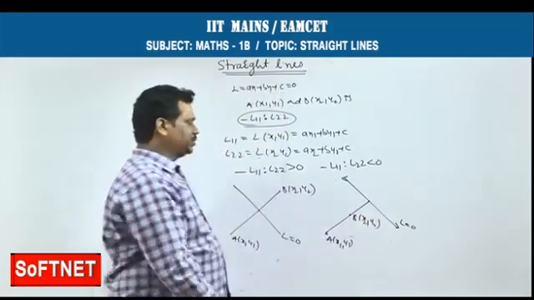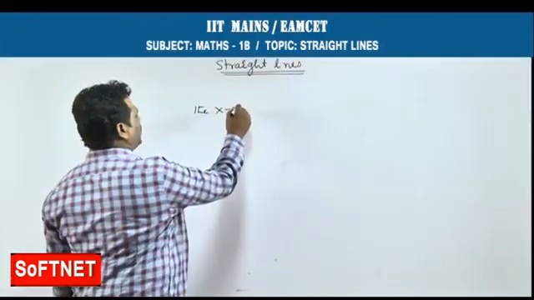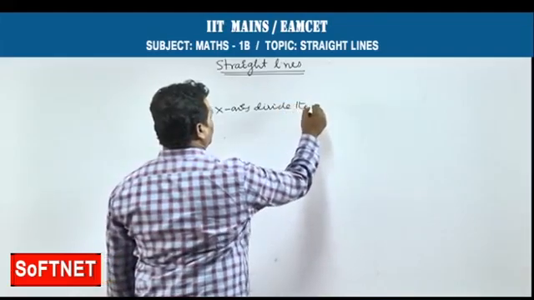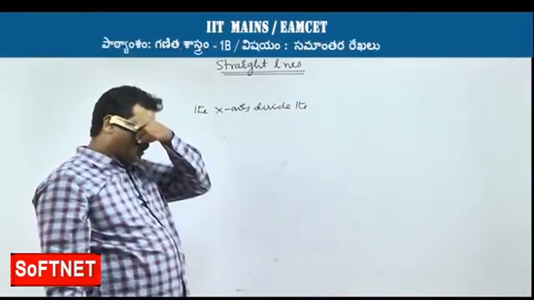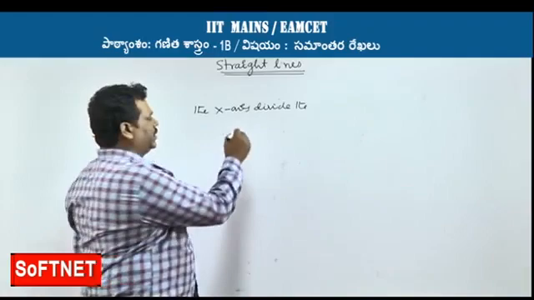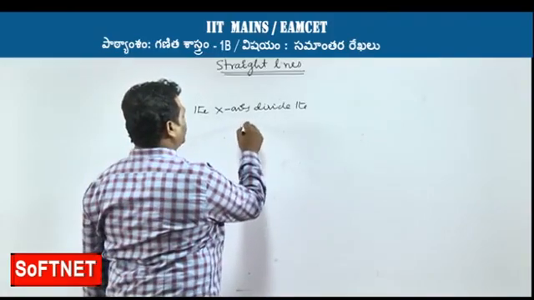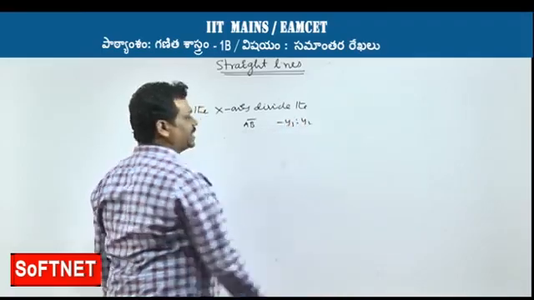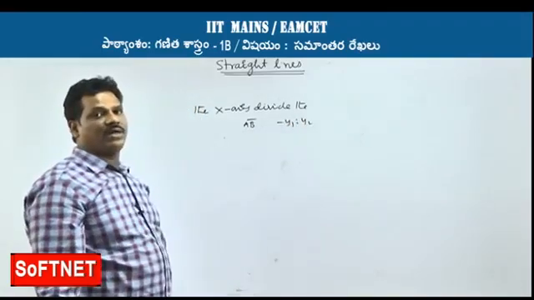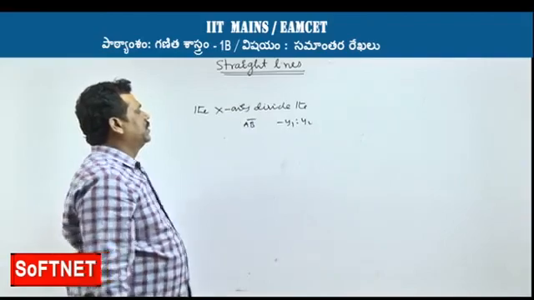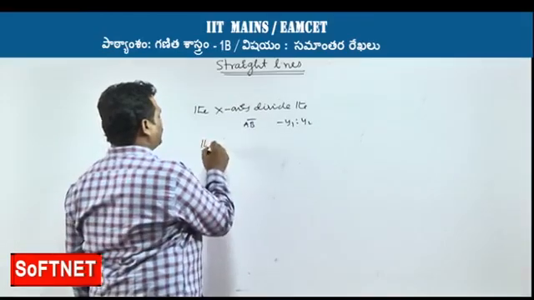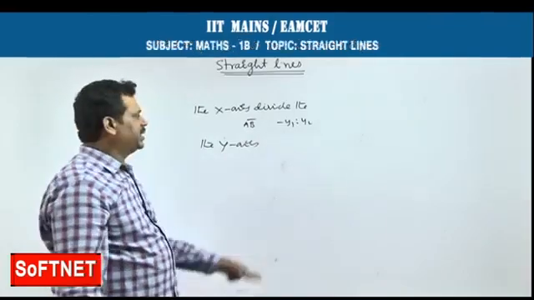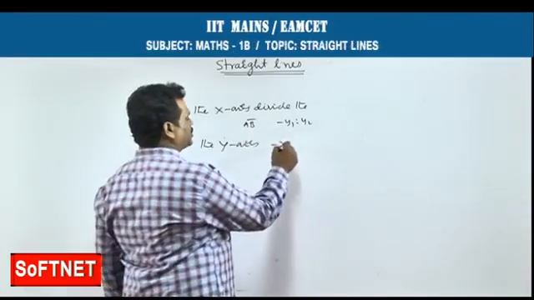The next point is the axes dividing a line segment. The x-axis divides the line segment AB in the ratio minus y1 is to y2, and the y-axis divides the line segment AB in the ratio minus x1 is to x2.